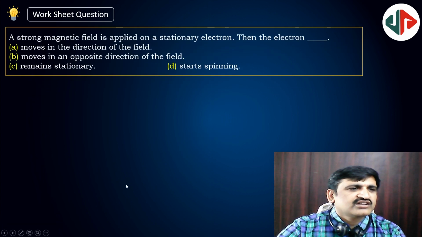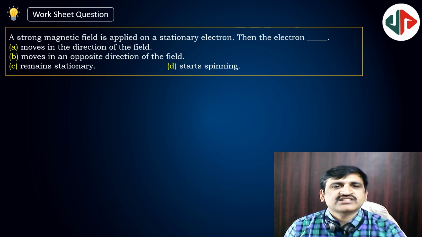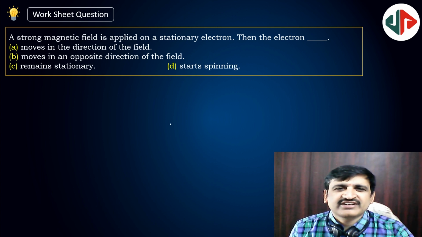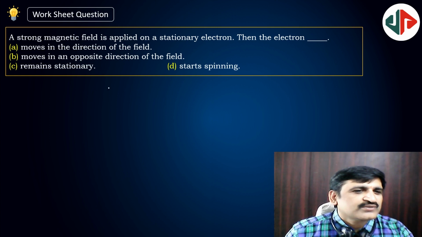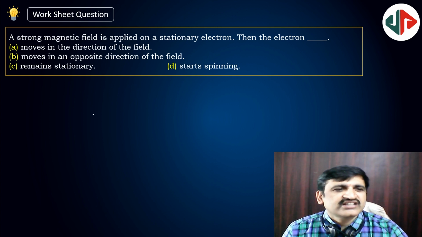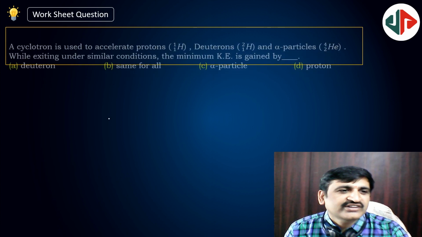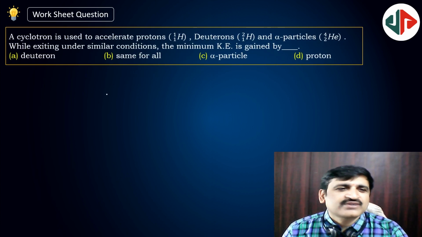A strong magnetic field is applied on a stationary electron. Stationary electron won't respond to a magnetic field. Then the electron moves in the direction of field, moves opposite to the field, or remains stationary. That is option C. Yes, don't think wildly that it spins. Stationary electron won't respond to a magnetic field.